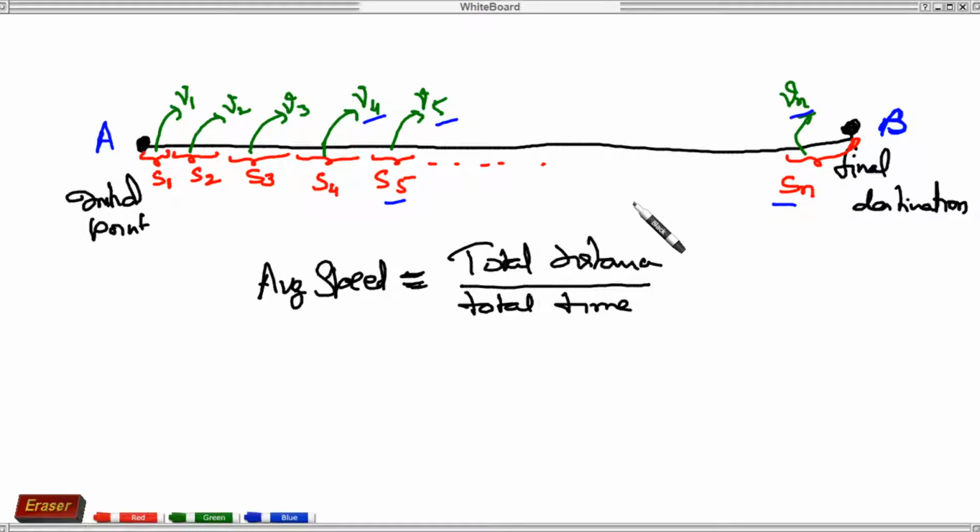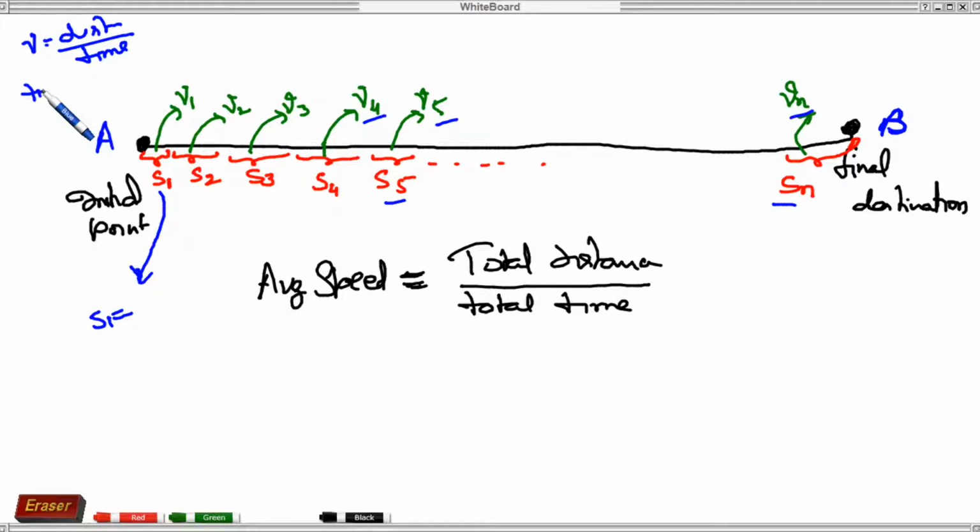For S1 distance, what would be the time taken? Like we discussed, speed is equal to distance over time, that we know. So what would be time? Time will be equal to distance over speed. So the time t1 will be distance s1 over v1. Similar is the case for s2.